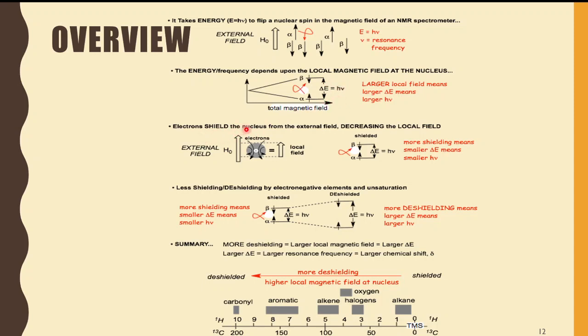So the electron shields the nucleus from the external field. So you decrease the local field. When you have more electrons, that's going to shield it, and when that shields it, you decrease the local field, and when that reduces, the energy also reduces, and you have smaller Zeeman splitting. So this is the case when you have it shielded, and this is the case when you have it deshielded. So this is the shielding. You have larger chemical shift, increasing chemical shift, and this is moving towards shielding.